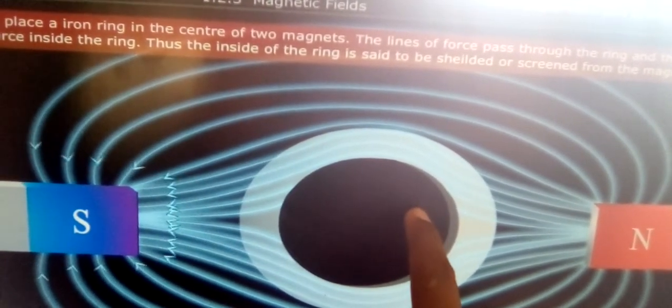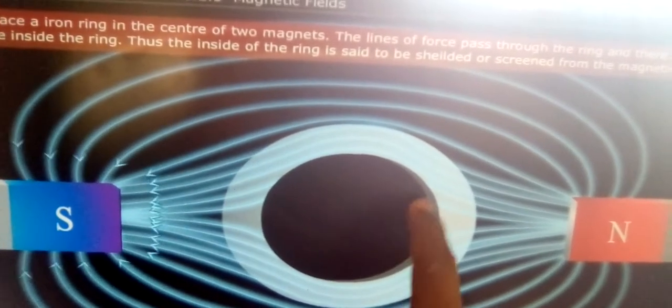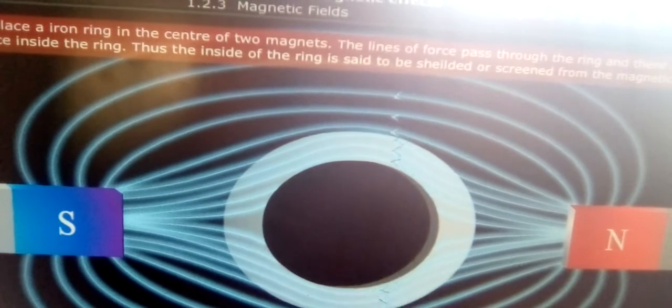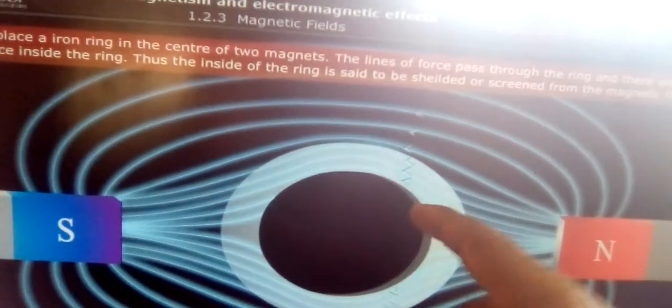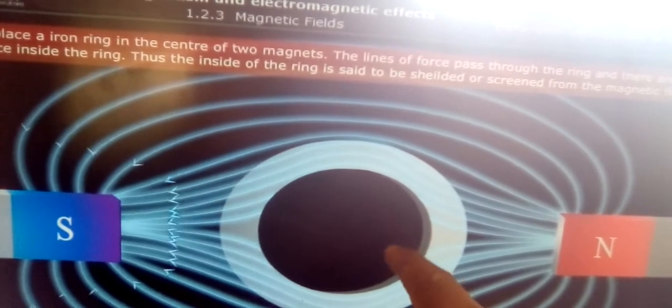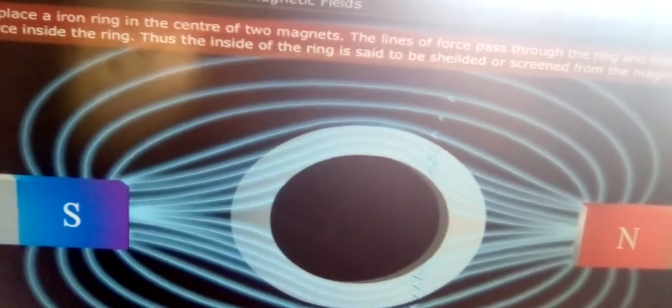For example, when you look at your watch, it has that circular casing. Its work is to concentrate all the fields such that the hands in the middle are not affected by the magnetic fields. So that is shielding.